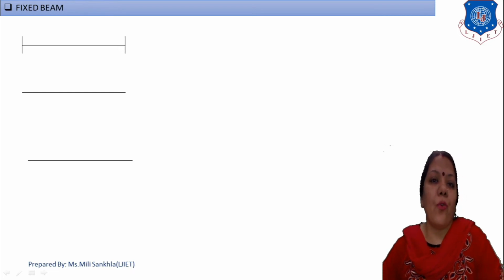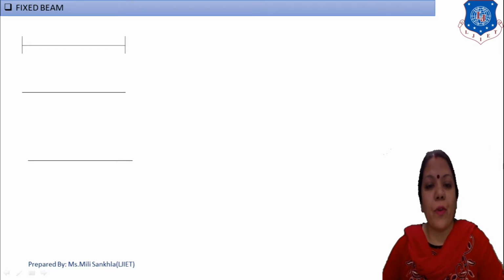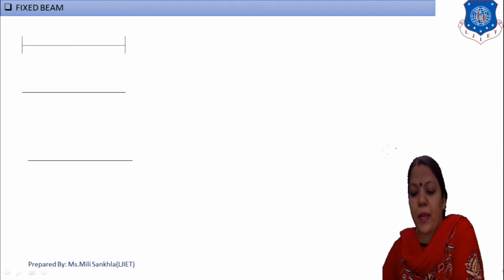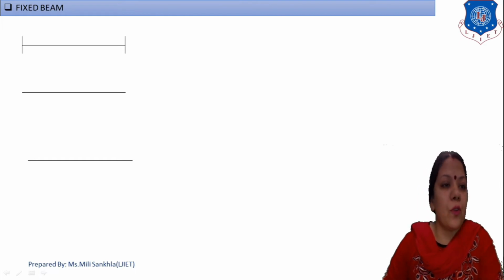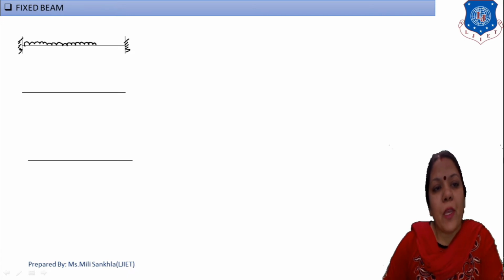Okay, now we draw our SF and BM diagram for our fixed beam subjected to UDL loading. First of all, here I draw one figure of a fixed beam. We apply the UDL load on this fixed beam, and then we draw the SF and BM diagram. This is our support A, which is fixed, and this is also our support B, fixed. Apply the UDL load on this given fixed beam.